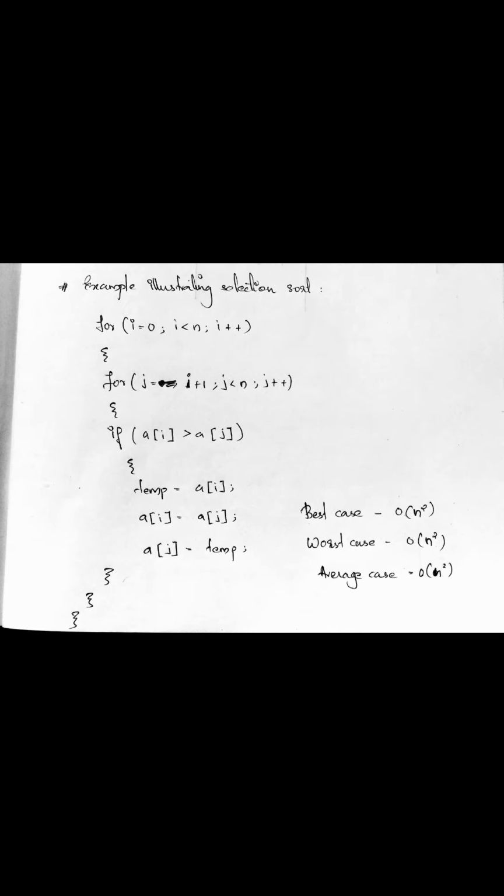This is the example illustrating selection sort. Here best case is equal to big O of n square, worst case is equal to big O of n square, and average case is equal to big O of n square.